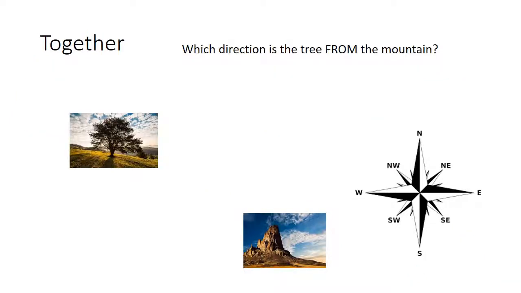What about this one? Which direction is the tree from the mountain? So where do we start, guys? Because it's from, do we start off here? Or do we start off over here? We start off from the mountain, so we'll circle that. Which direction is the tree from the mountain? Well, we've got to draw that line there. Again, is it going straight up? Is it north? Is it going straight across? It's not. It's going diagonally up, isn't it? If that's the same as that, and it is, we'll call that northwest.